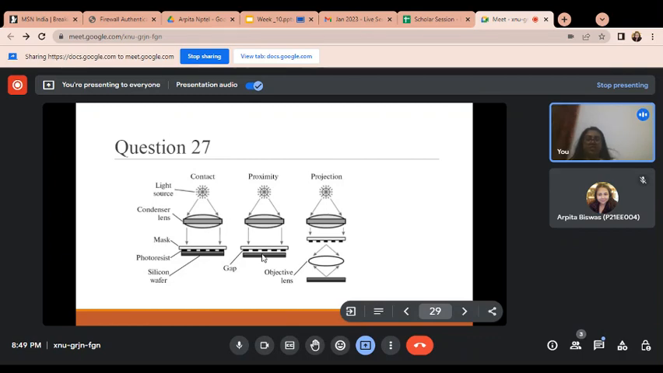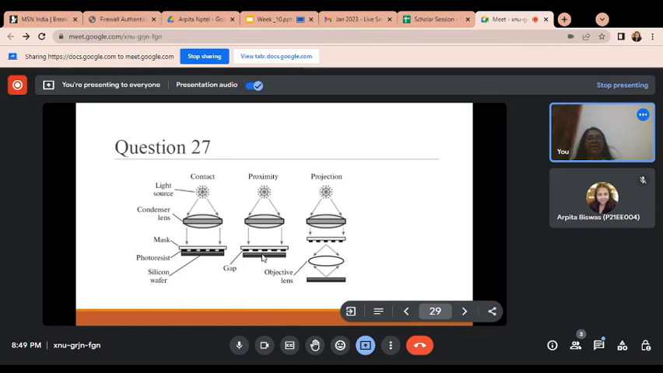So if there is a small gap between the mask and the wafer, it can reduce the defects. And the next one is the projection. In the proximity photolithography printing process, there is also some limitation, like the feature size. If you want to reduce the feature size, in that case we can go for the projection printing lithography process.